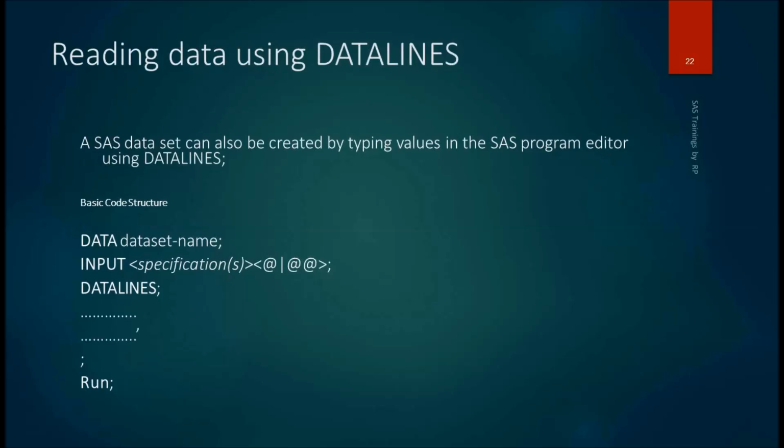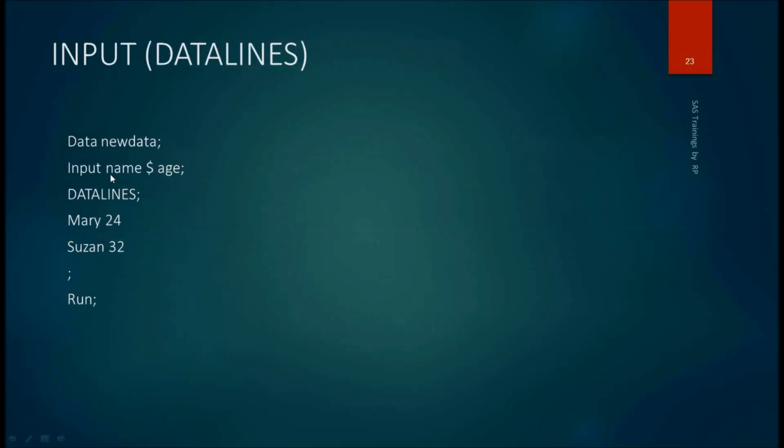there is one more statement called the DATALINES statement to create a SAS dataset by passing variables and observations in the program. If you see, the DATALINES statement example looks just like this. Here I'm creating two variables: name, which is character, so I have specified a $, and age. Here I am passing the values also. So that's why DATALINES is used to create a dataset by passing variable names and observations in the program.